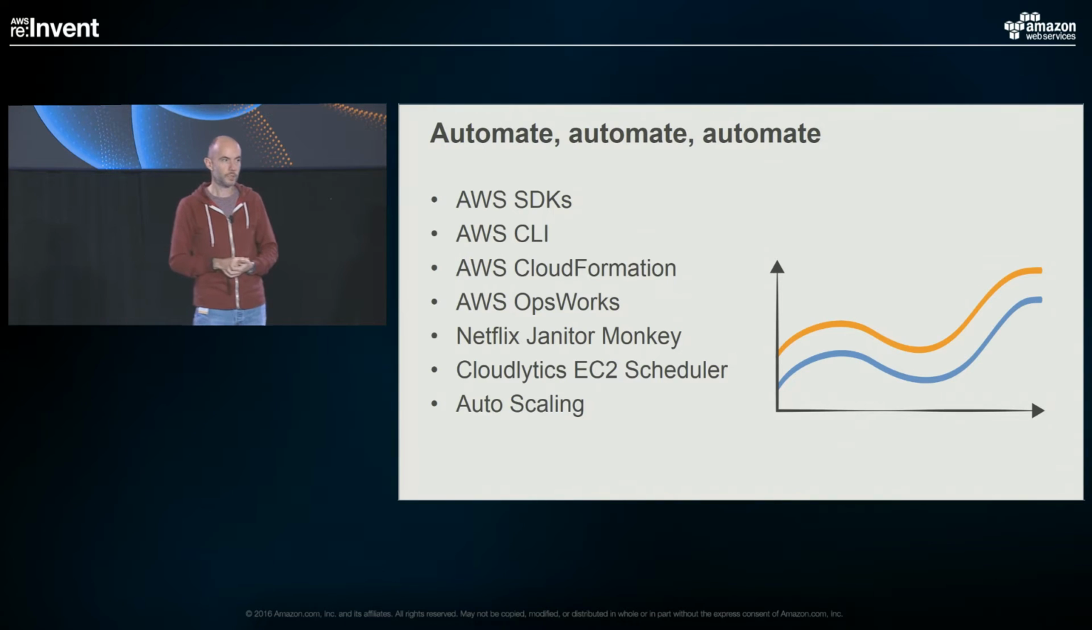There are some open source tools out there that you can use. Netflix Janitor Monkey is one example, or you can use the Cloudlytics EC2 scheduler that does all of this starting, stopping based on tags automatically for you. Or you can use a simple AWS service, which is autoscaling.